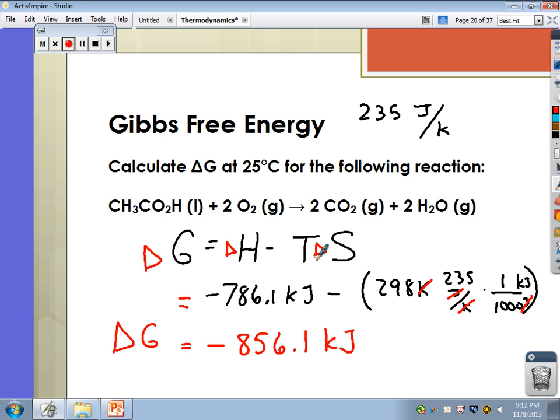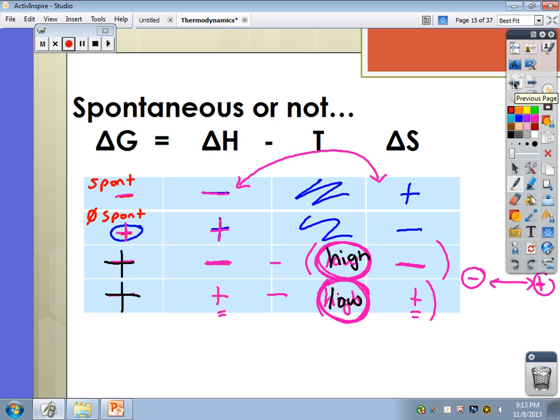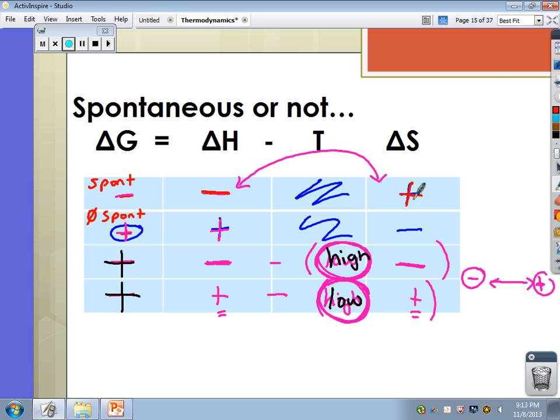Now, question, is this spontaneous? If you said yes, you are correct, because it's a negative value. All right, and let's think if that makes sense or not. This was negative, wasn't delta H negative? And delta S is positive, and so you could have predicted by looking at the chart back here that indeed it would have been spontaneous, because if this is negative and this is positive, you get a negative delta G.